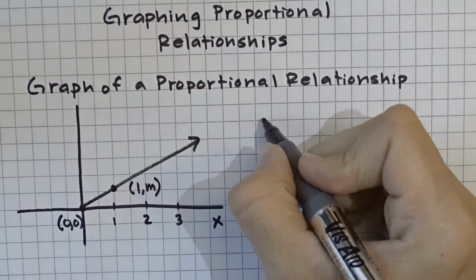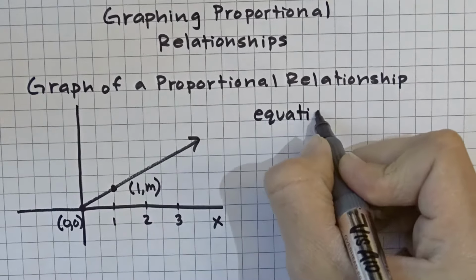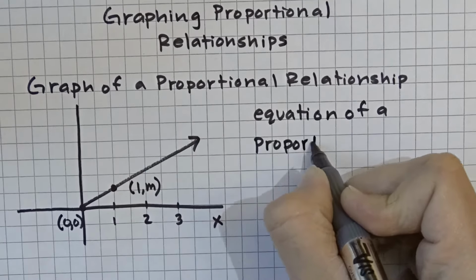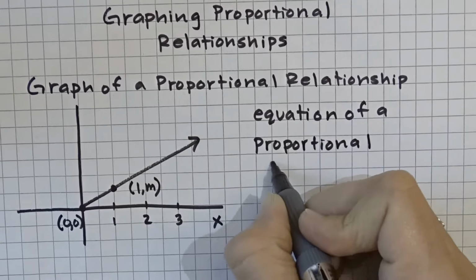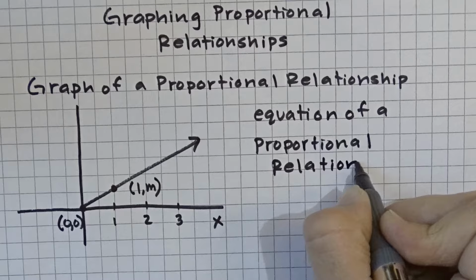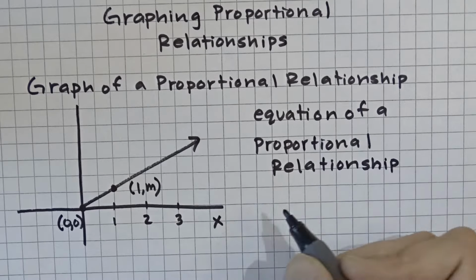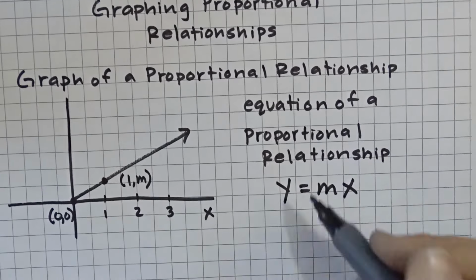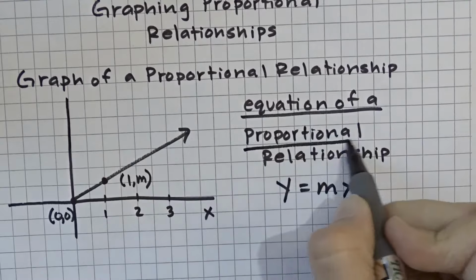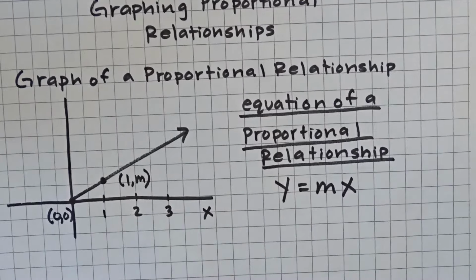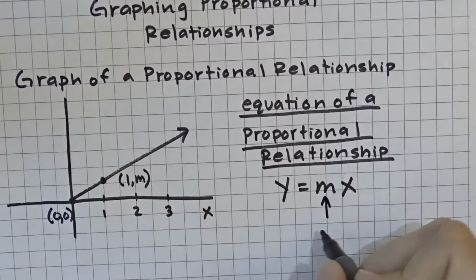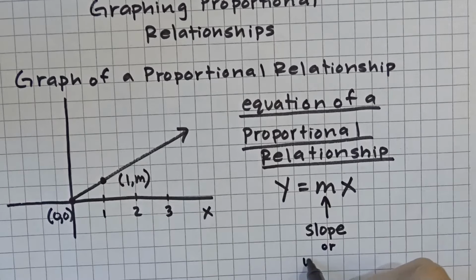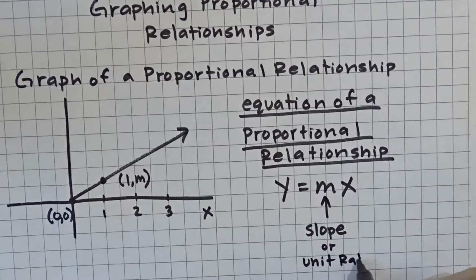So the equation of it will look like this. The equation of a proportional relationship will be y equals mx. In this equation, m is going to be the slope, or like I mentioned before, it's actually a unit rate if it's a real-world application.